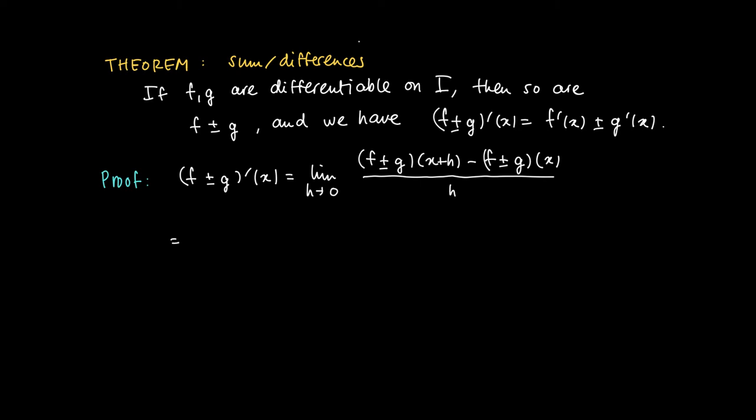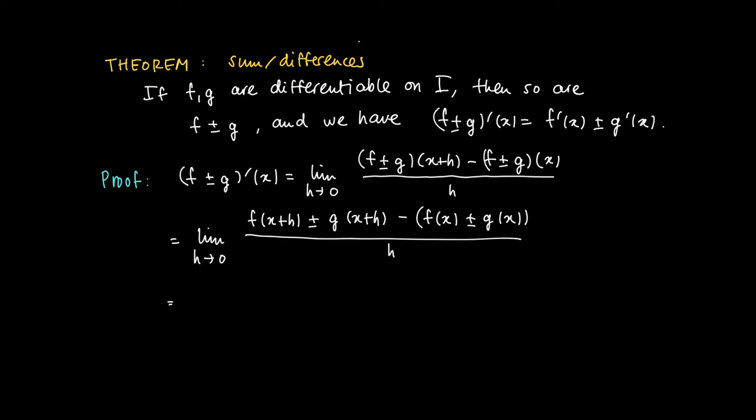And now we will just use the definition of f plus or minus g. So the limit as h goes to 0 of (f plus or minus g) evaluated at x plus h equals f(x plus h) plus or minus g(x plus h), minus f(x) plus or minus g(x), divided by h. So now we can take apart this fraction. We combine f(x plus h) minus f(x), divided by h, and the remainder term equals plus or minus g(x plus h) minus g(x), divided by h.